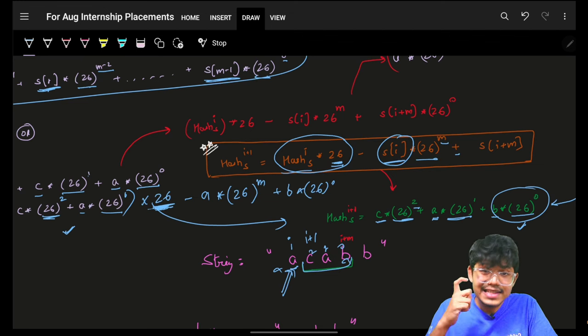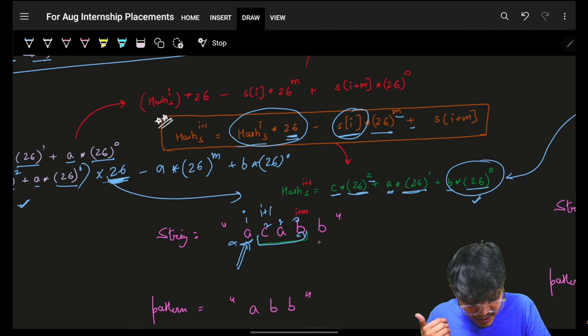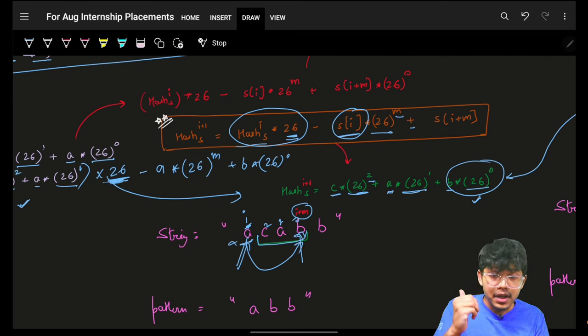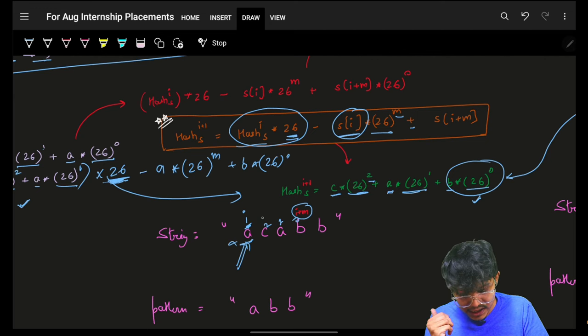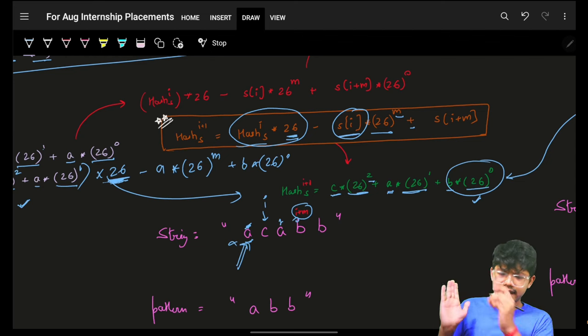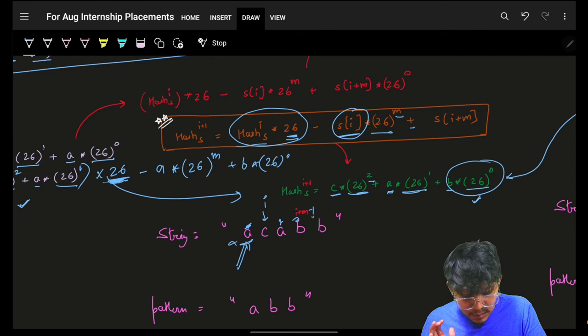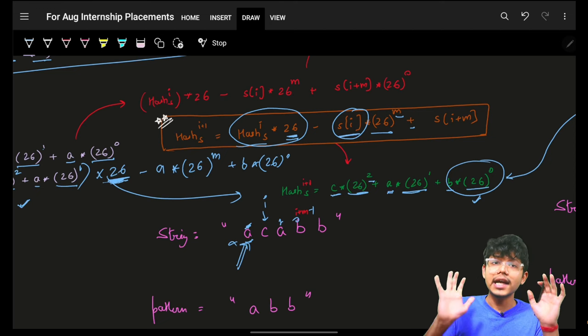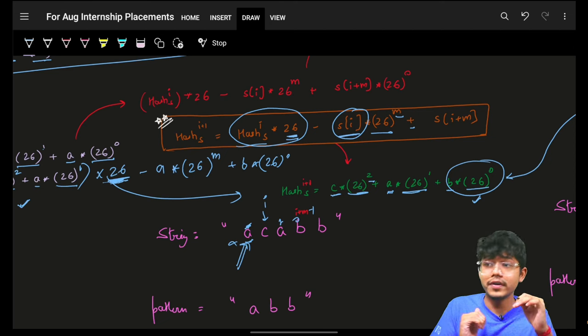And then I will simply add this new upcoming character, which is S of i plus m. If my i was here, then i plus m will be here. Remember, in the code, when I show you, my i will actually be here. Again, you can also keep your i here itself, but then this index will be i plus m minus 1. So keep it here or there, anything can go. It's just logic building. Problem solving is more important.